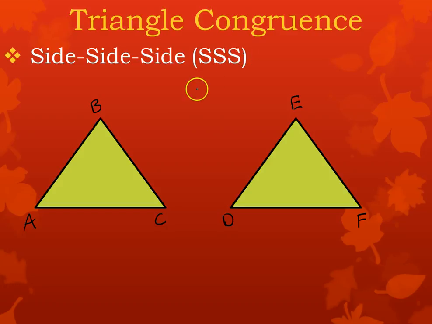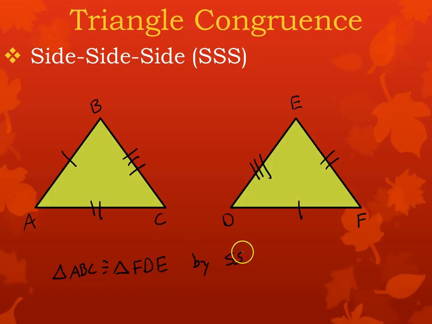SSS says if all three sides of two triangles are congruent, then the two triangles themselves are equal. So if I mark the triangles like this, I have all three sides equal. So now I need to match up the correct sides to have my congruent statements. So triangle ABC is congruent to triangle, well, side A is opposite your triple tick mark. So is angle F, so F would go first. B is opposite the double tick mark, so is D, so D would go next, and that leaves E. And then congruent by side, side, side.